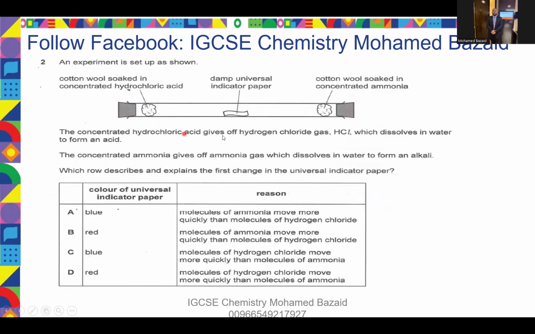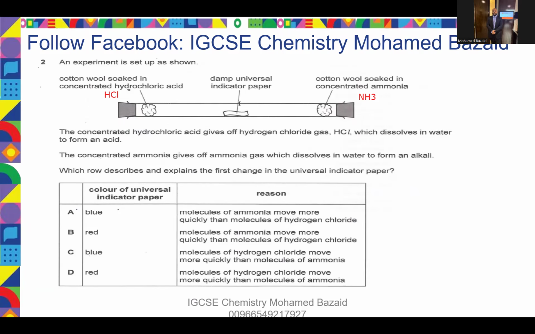This is the experiment of diffusion. Here I have hydrochloric acid, HCl, and here NH3, which is ammonia. The question says the concentrated hydrochloric acid gives off hydrogen chloride gas, which dissolves in water to form an acid. The concentrated ammonia gives off ammonia gas, which dissolves in water to form an alkali. Describe and explain the first change of the universal indicator paper.